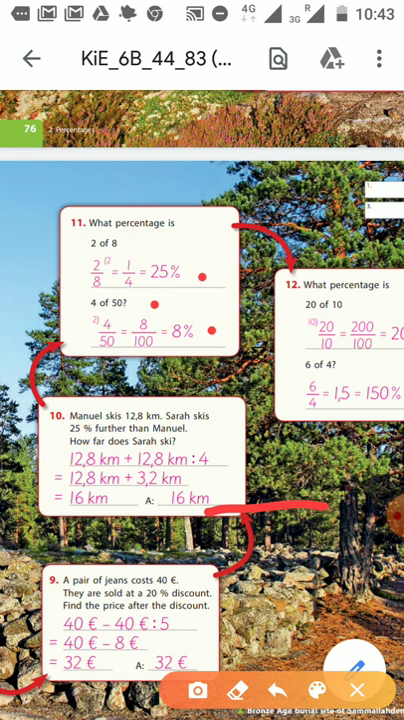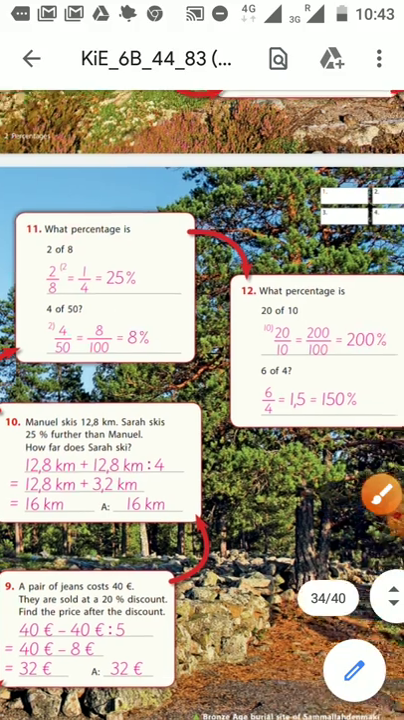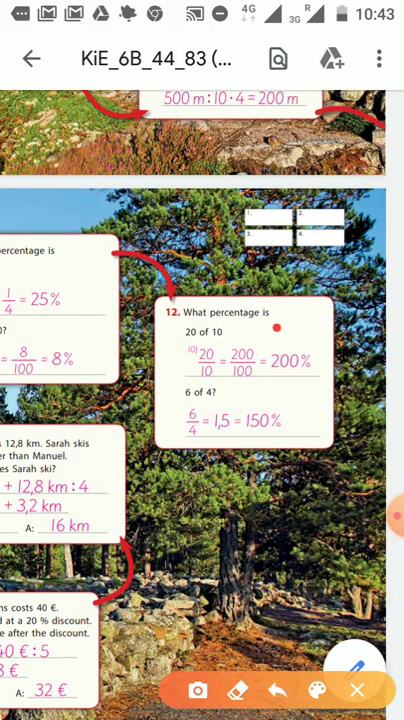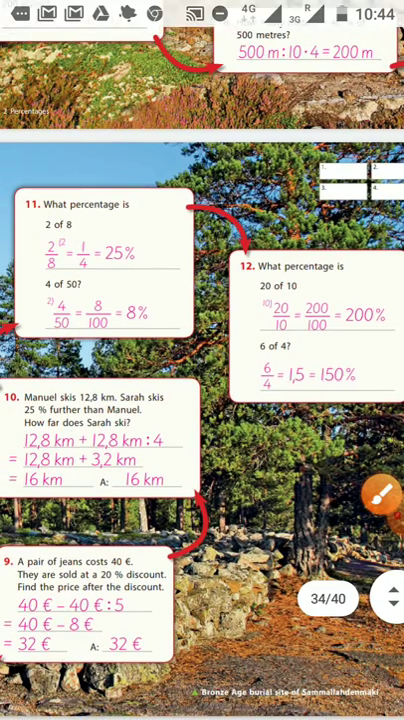Next one down, not necessarily doing these in the right order, but I'll just show you from my pen which one I'm covering. Here, what percentage is 20 of 10? Now, 20 is twice as big as 10, so when you actually do that, it's 200%. If it was 10 of 10, it would be 100%, but when it's 20 over 10, it's actually 200%. 6 over 4, again, it's a bigger number. It's equal to 1.5. 1 is 100%, so 1.5 would be 150%.